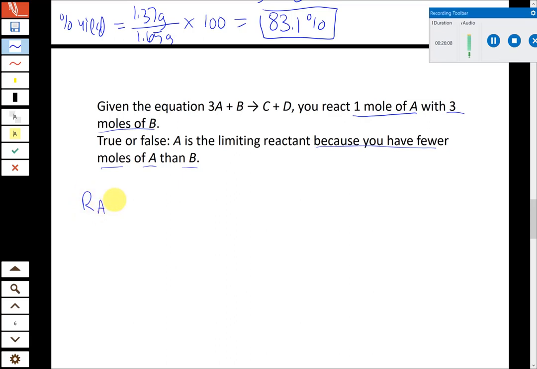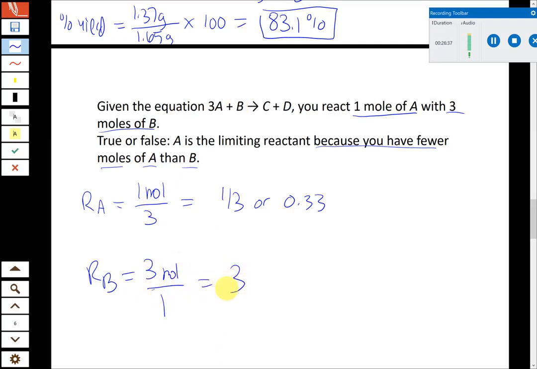So remember that the definition of stoichiometric ratio is moles of substance divided by the coefficient. For reactant A here, we have 1 mole, and we're going to divide that by the coefficient, which is 3. So the stoichiometric ratio for A is 1 over 3, or 0.33, however you want to calculate that. The stoichiometric ratio for B is going to be the moles of B. We have 3 moles of B, and its coefficient is 1, so it's going to be 3. This number here tells us, because this is smaller, that A is limiting reactant. So that part of the statement is true. A is limiting reactant, but it's not because you have fewer moles of A than B.